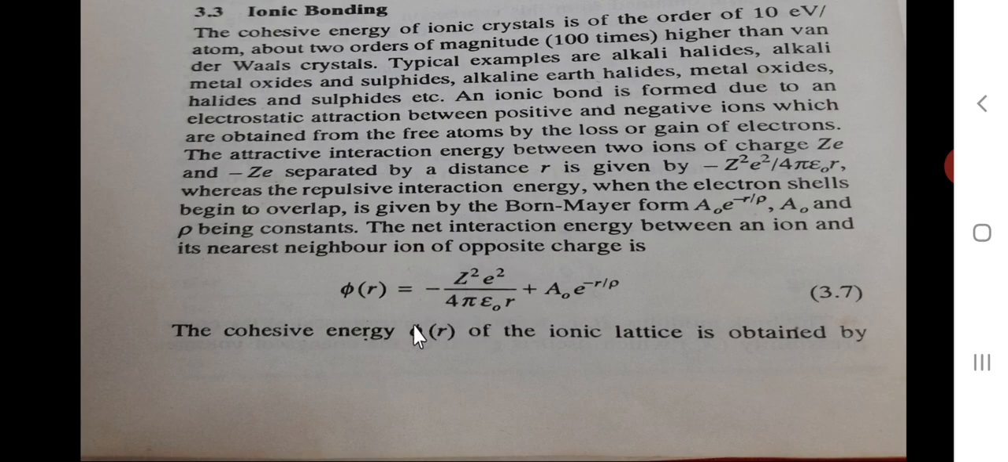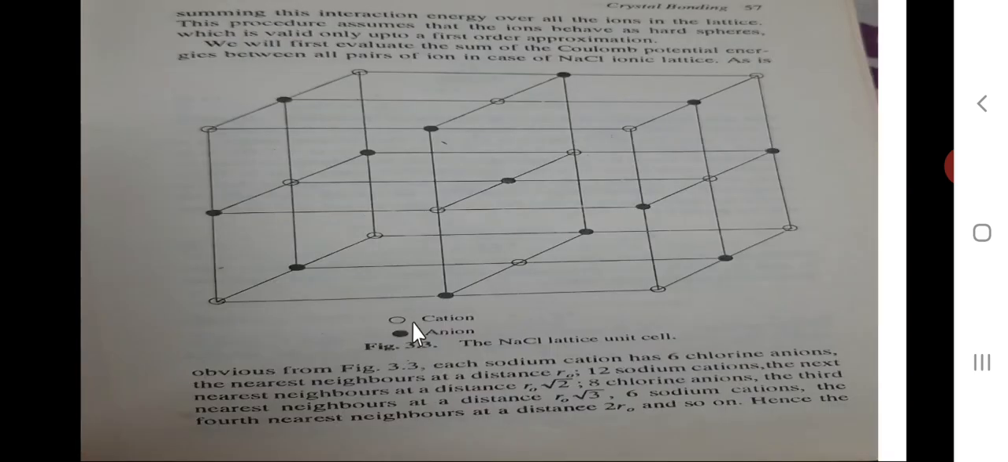The cohesive energy phi of r of the ionic lattice is obtained by summing this interaction energy over all the ions in the lattice. This procedure assumes that the ions behave as hard spheres, which is valid only up to the first order approximation. We will first evaluate the sum of Coulomb potential energies between all pairs of ions in the case of sodium chloride crystal. This is a sodium chloride crystal.